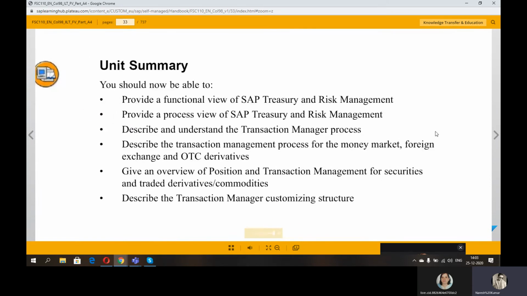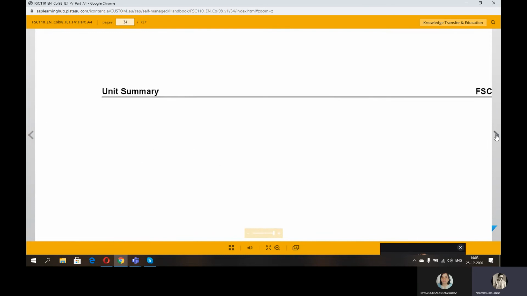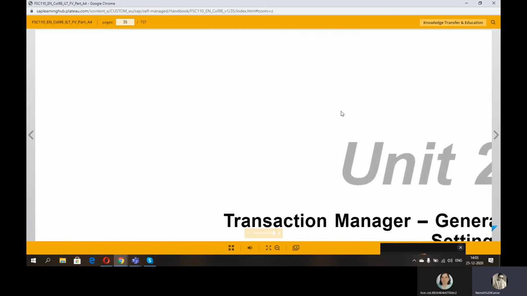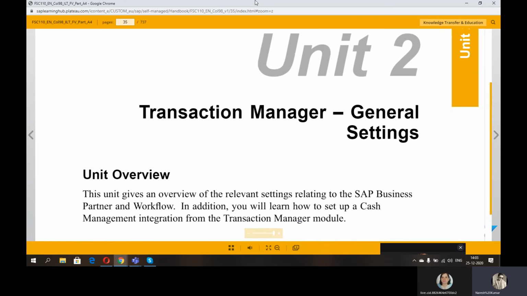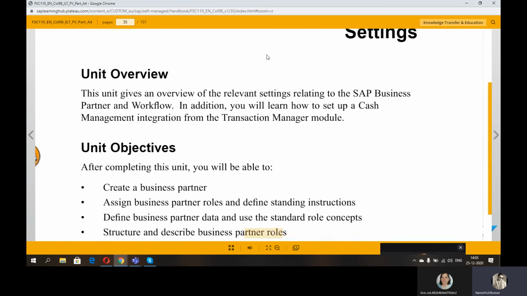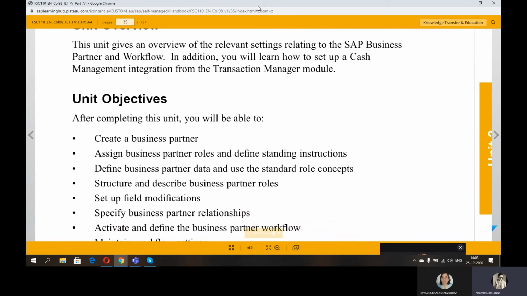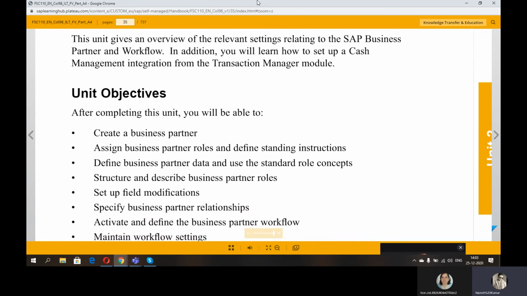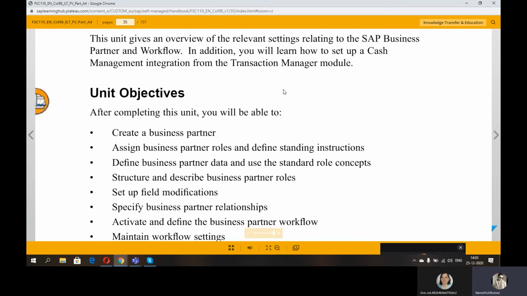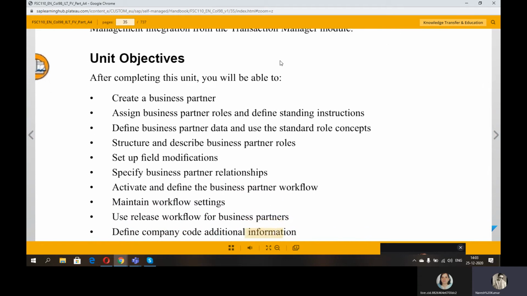Based on this, now let us focus. What are the general settings required for Transaction Manager business partner? Assign business partner roles and define standing instructions. Define business partner and use the standard role concepts. Structure and describe personal business partner roles.